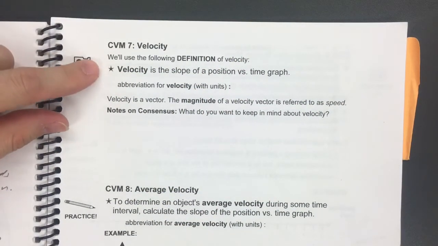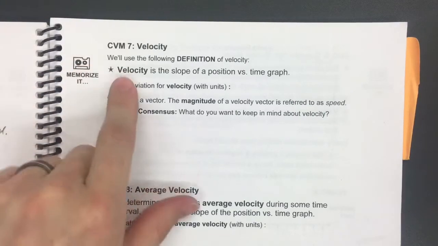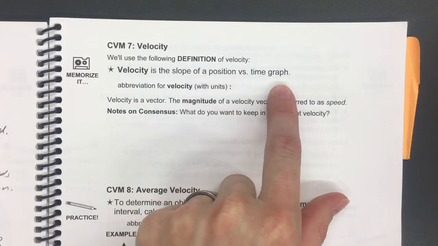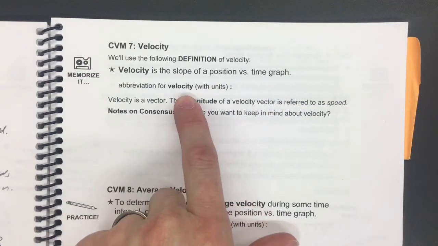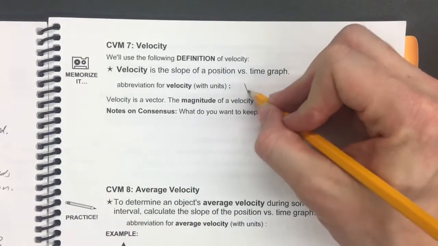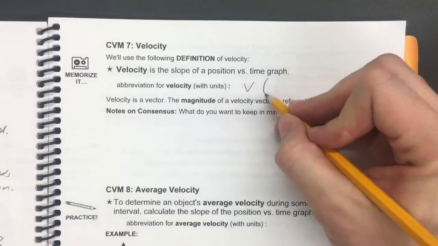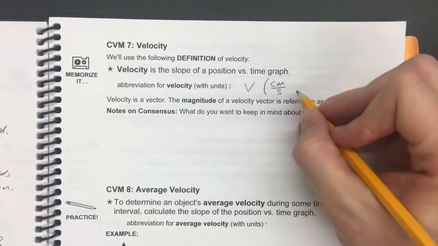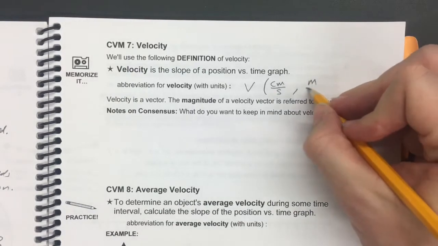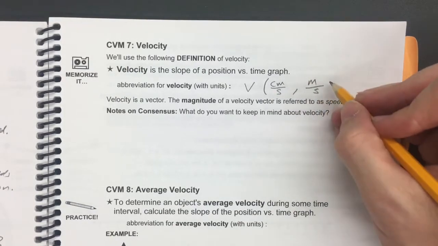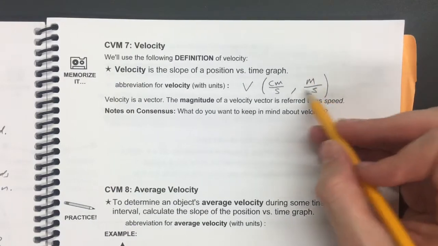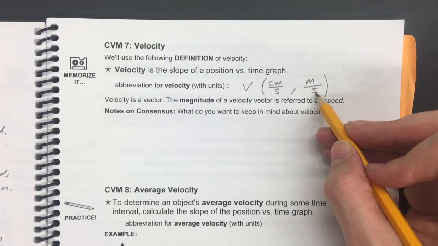We've been trying to unlock this word for a while. Velocity is the slope of a position versus time graph. And the abbreviation we'll be using for velocity is a V. The units we'll use are centimeters per second or meters per second. That is some unit of position or displacement over some unit of time.